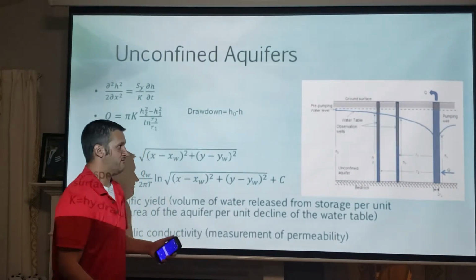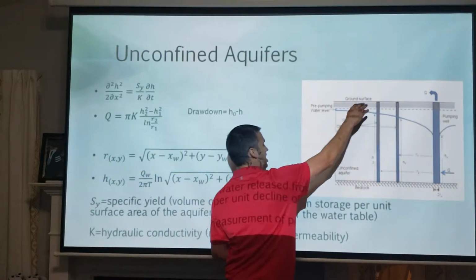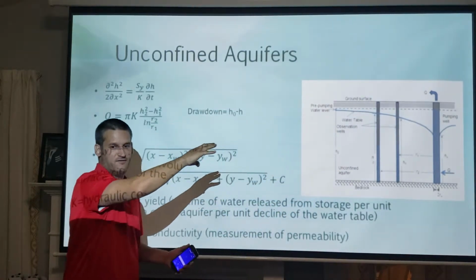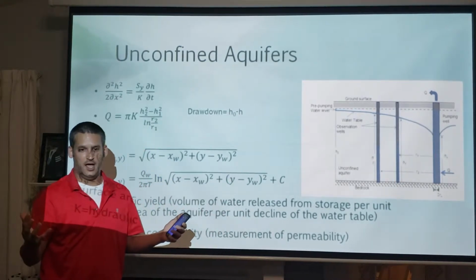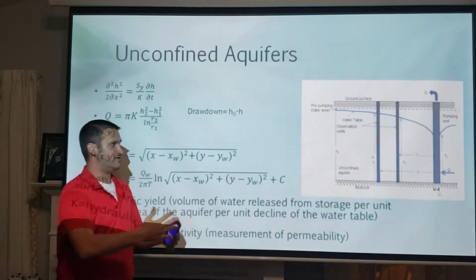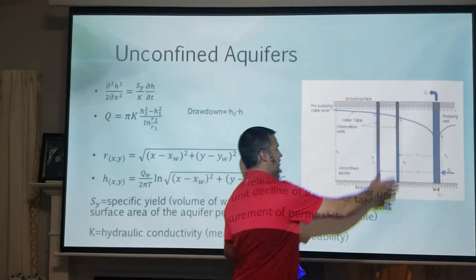Okay, so we have the water table coming down, we have the water being released out of the voids, and then we have the surface area of the aquifer itself.